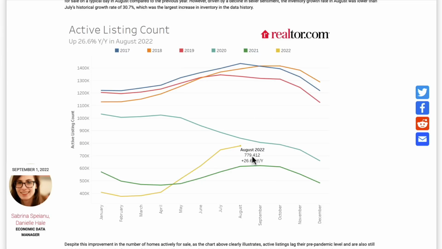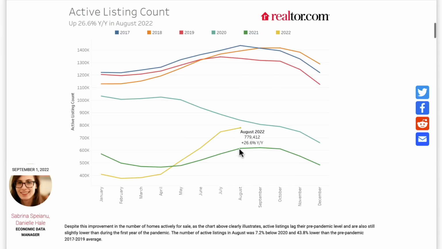779,000, which is 26.6% year over year, but you're comparing against a really, I guess you'd call it bubblicious year. Let's go pre-pandemic for the month of August. Look at the range here, 1.3 to 1.4 million pre-pandemic for those 3 years. Again, in a market that was already tight pre-pandemic, we're only at 780.